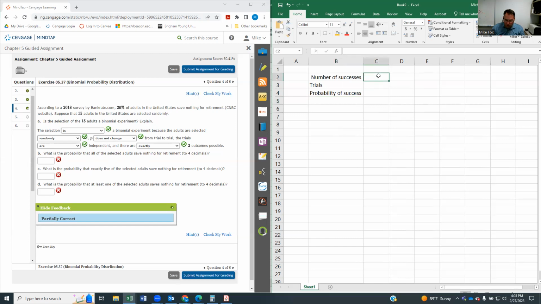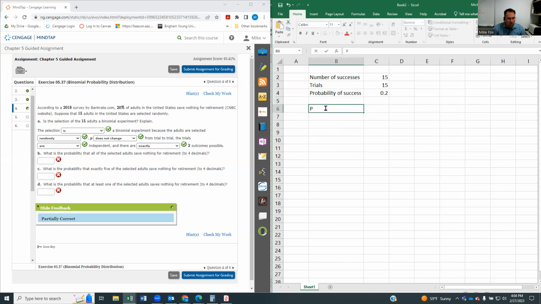So that would mean that we would have 15 successes out of 15 trials, because we selected 15 people randomly. And so if all 15, sorry, those numbers are bugging me. If all 15 do not save, then that would be a success, okay? And then the probability of success for any given one item is 0.2, okay? So that's how we set this problem up.